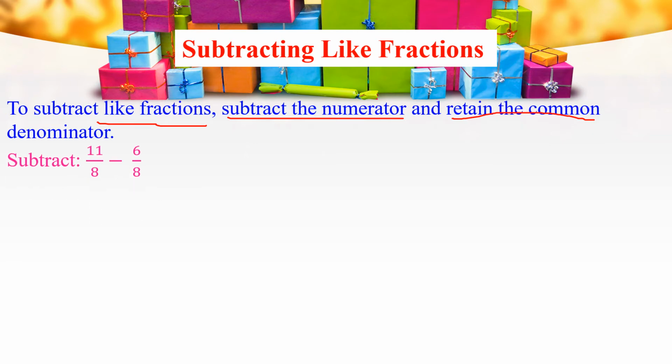Example, 11 by 8 minus 6 by 8. Here, the denominators are the same. Therefore, 11 by 8 minus 6 by 8 equals 11 minus 6 divided by 8. So, 11 minus 6 equals 5, which is equal to 5 by 8. Here, we got the answer in the format of a proper fraction.